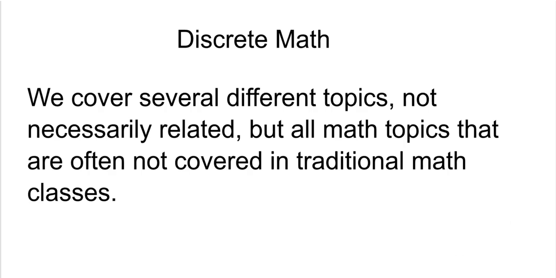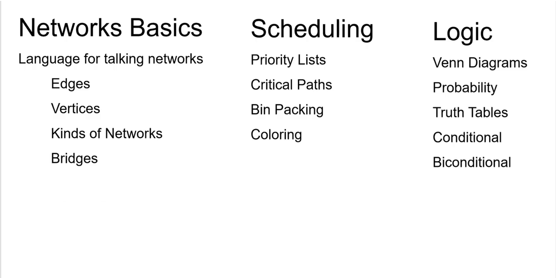Now, discrete math. This is a class that a lot of people don't know what we cover. We have some flexibility here, which is nice. We cover several different topics, not necessarily related, but all math topics that are often not covered in traditional math classes. Network basics and scheduling are a little related to each other, while most of the other topics we cover are separate. In network basics, we talk about different paths, and you have vertices and edges that connect those. Sometimes they have direction, sometimes they don't.